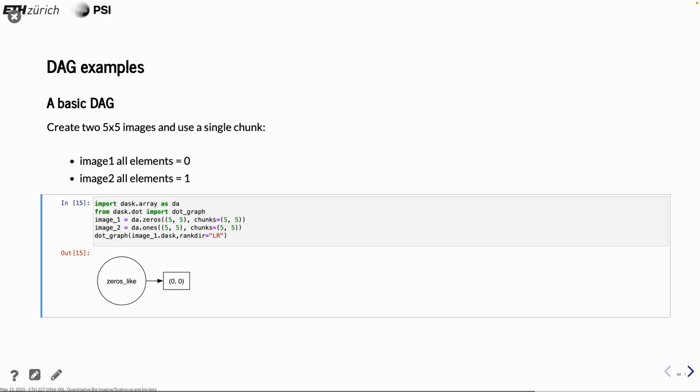But look at one DAG. We work with images now, finally. We have small 5x5 images and use a single chunk. Image 1 has all elements equal to 0, and image 2 has all elements equal to 1. So it's a very basic system. Here you can see that we now have a Dask array, which is similar to a NumPy array. Then I also add Dask dot visualize, which is for the visualization of what I'm doing. So I'm saying we have image 1 and 2, and it's da.zeros, which would be the same as np.zeros. What's special here is that you define the size of the chunk. And then finally I show it, and you can see what it looks like.